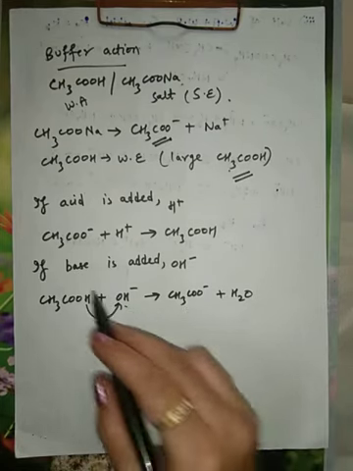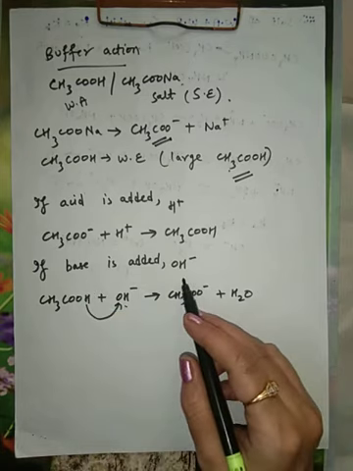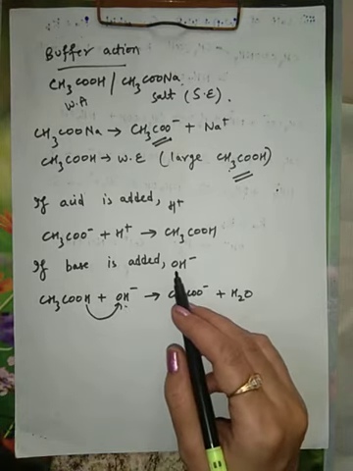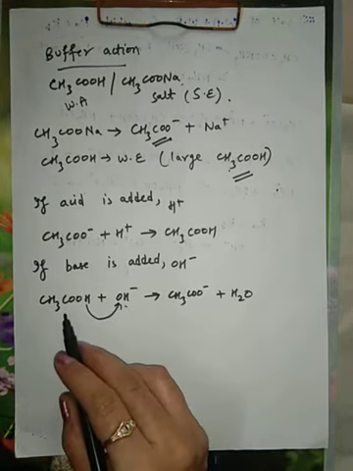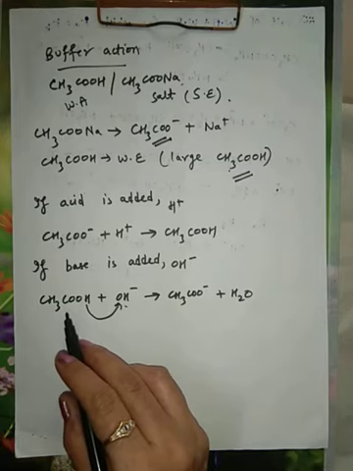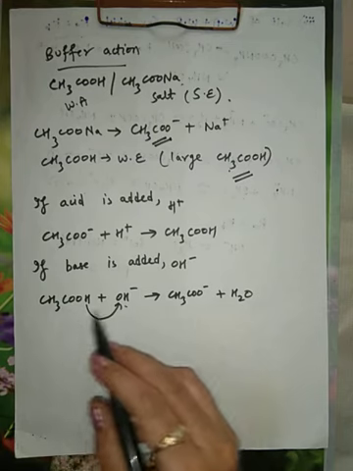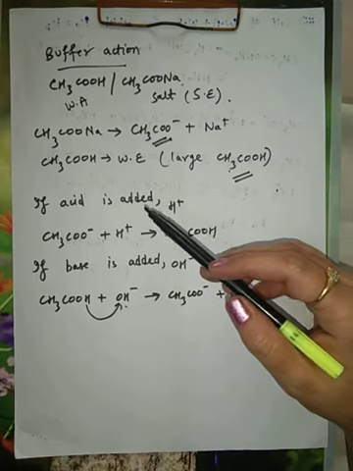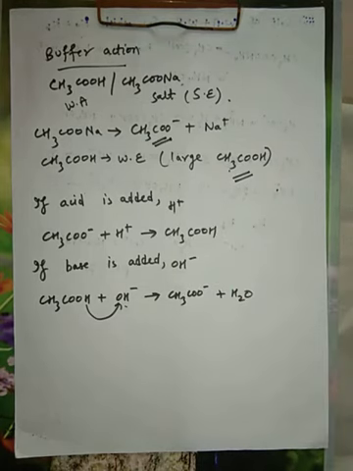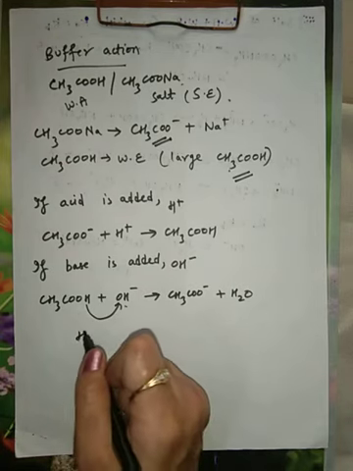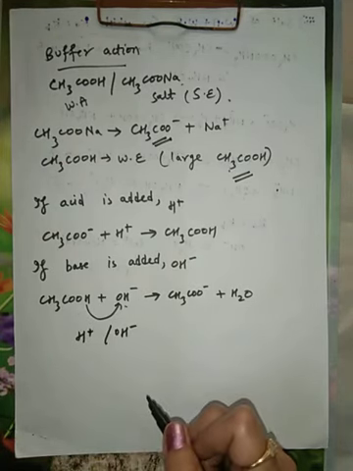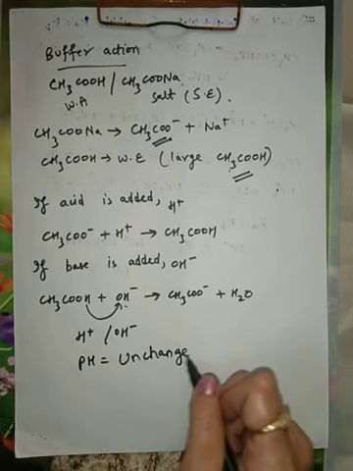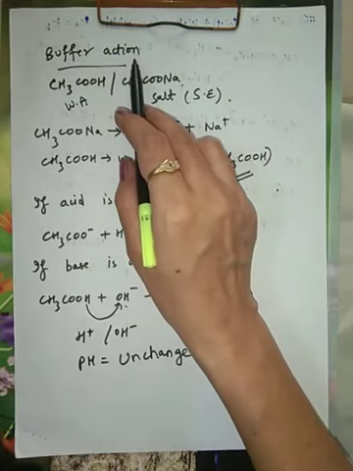pH will not change. अगर base add होता है तो हम assume करते हैं कि pH बढ़ जाएगा क्योंकि OH minus concentration ज़्यादा हो गया. But this OH minus which is added due to addition of the base immediately combines with the acetic acid which is present in our acidic buffer solution and hence the pH won't change. So what we can conclude here is that whether acid is added or base is added, pH will not change. So the concentration of H plus or OH minus won't change and pH remains unchanged. This is how we can explain the action of the buffer solution.